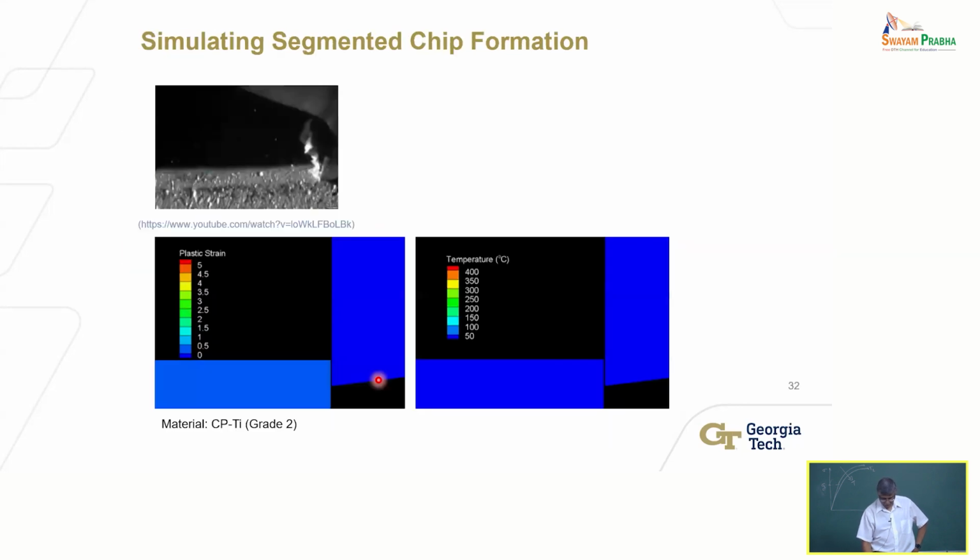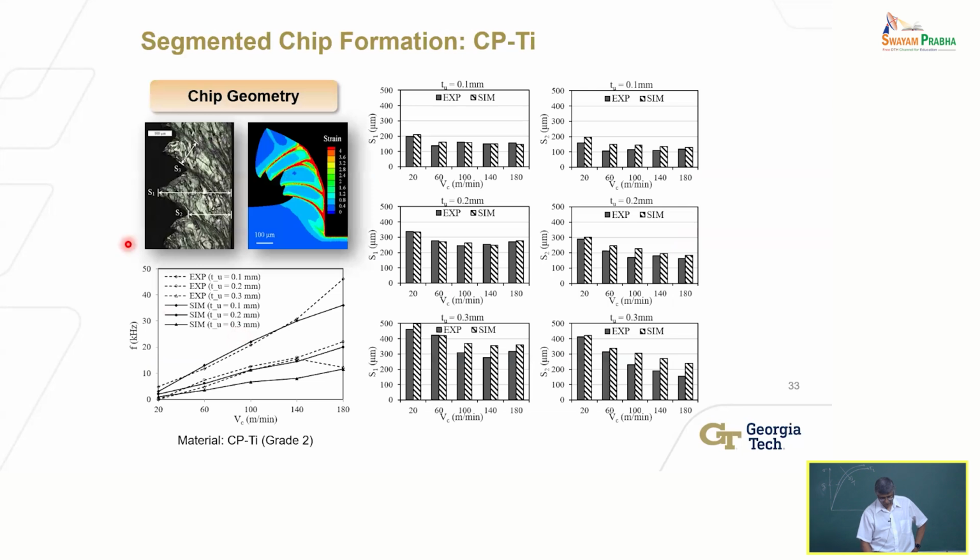And more importantly, let's see if I can run this simulation. Oh, no, maybe not. But okay, let's go straight to the results themselves. The simulation is not working. I don't know what happened there. But this is showing you the ability to predict it. This is the actual chip. This is the simulated chip that shows this alternating region of high strain, low strain, high strain, low strain.